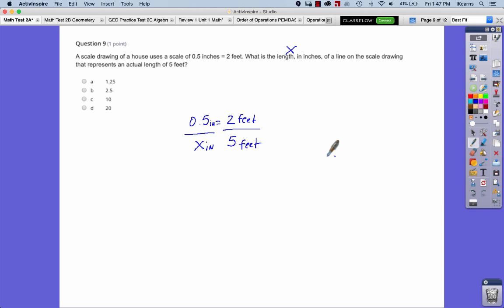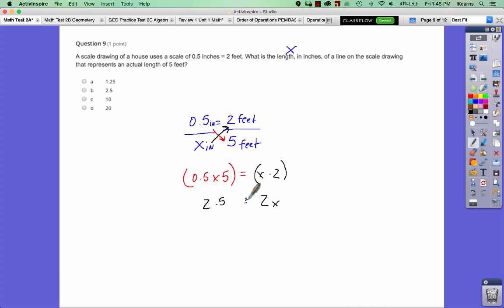There's a couple ways of doing this. One is you cross multiply. So we're going to multiply in this direction: this is going to be 0.5 times 5 on one side, equals x times 2, which is going to be equal to 2x. And 0.5 is half of something, so half of 5 is 2.5.